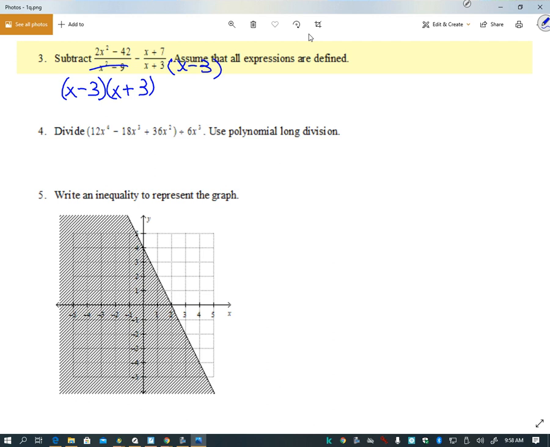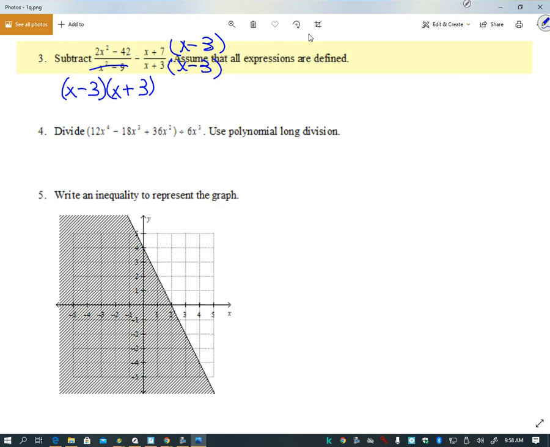Is that the only place I do that, though? Where else do I do that? Top, because I don't want to actually change the value of the fraction, right? If I only multiply by the denominator, I'm getting a brand new fraction with a brand new value. I don't want a new value. I want it to look different so that I can work with it, okay?